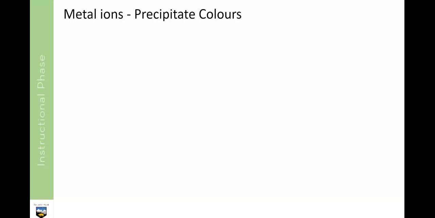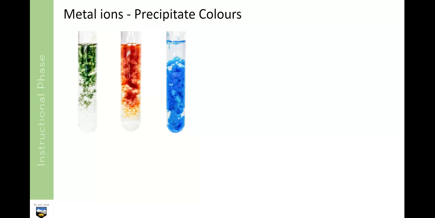So let's look at the colours. This green colour shows me the presence of iron. Now we can also get this browny, orangey brown colour. That orangey brown colour also shows the presence of iron. So we've got green and orangey brown, and those two precipitates show me that iron is present.